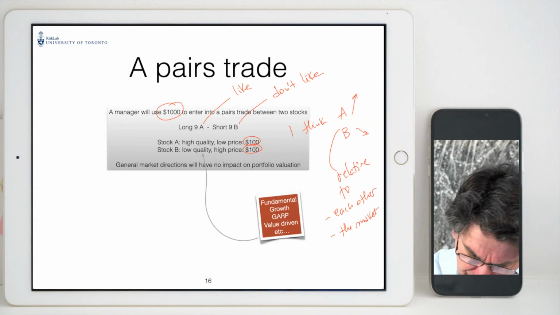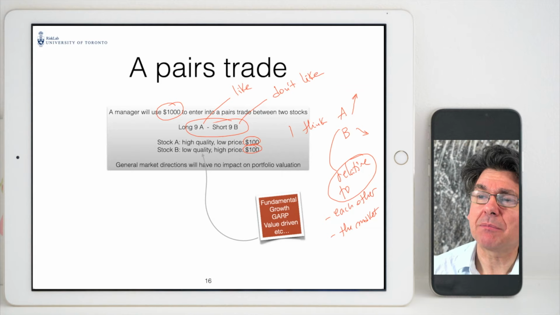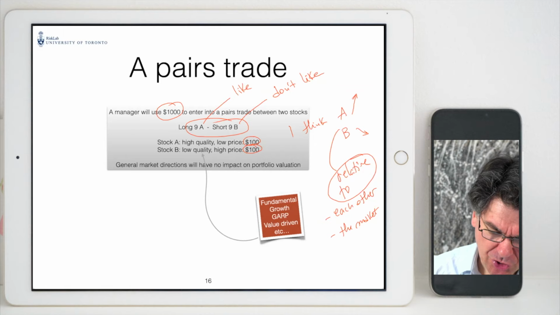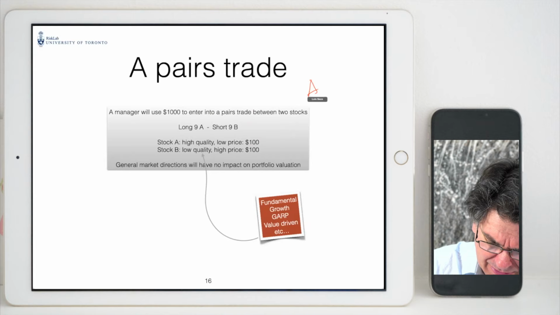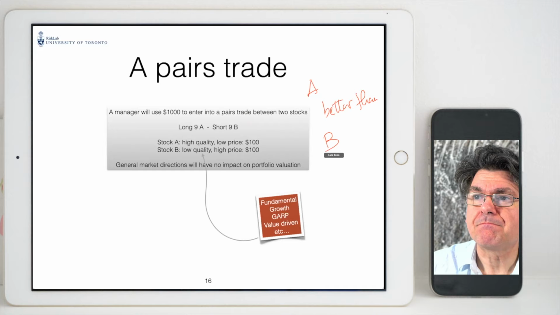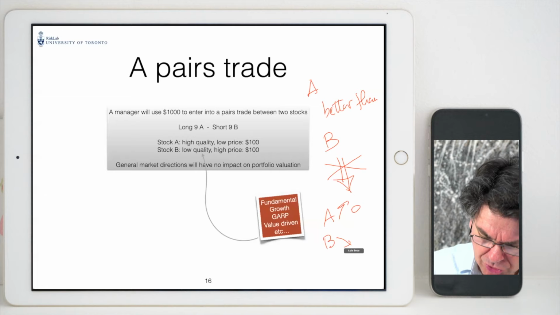Because of that, I build this portfolio. I go long 9 As and I go short 9 Bs. Why? Because I don't know if the market is going to go up or down. And I think that both A and B will go with the market, but A will do better than B. So my thesis is that it's not so much that A is going to go up and B is going to go down. My thesis really is that A is better than B. That's what I know. And this does not imply that A is going to go up, or that B is going to go down. Very likely this is going to be created by the market, not by the stocks themselves. I just think that A will be better than B.